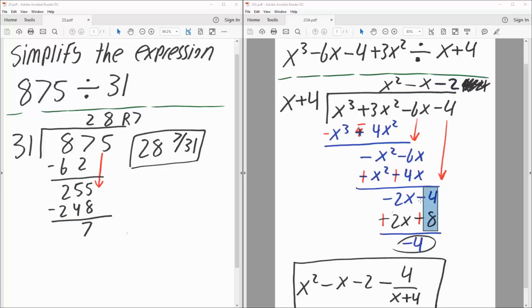And so the answer would be x squared minus x minus 2 plus 4 divided by x plus 4, since this right here is the remainder. And that's all we need to do for this problem.